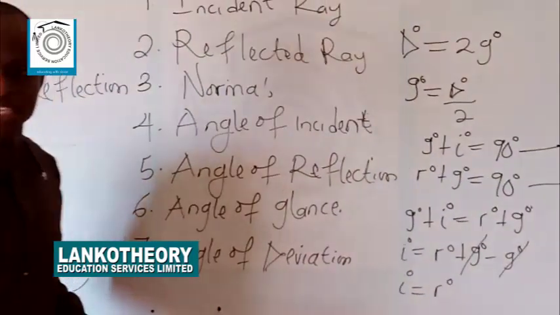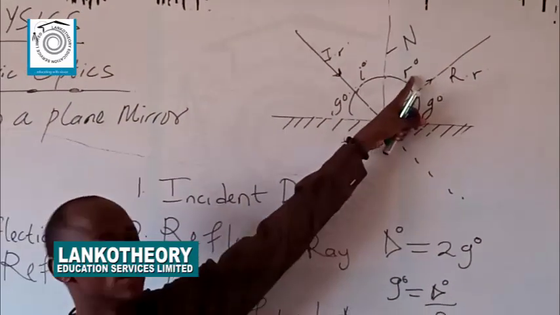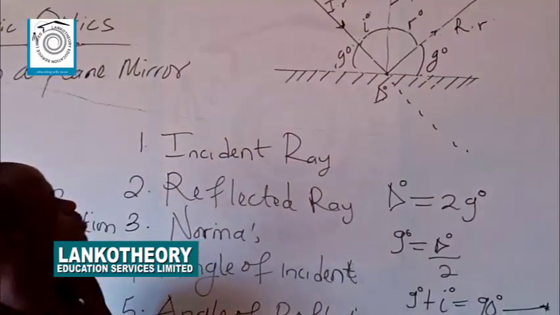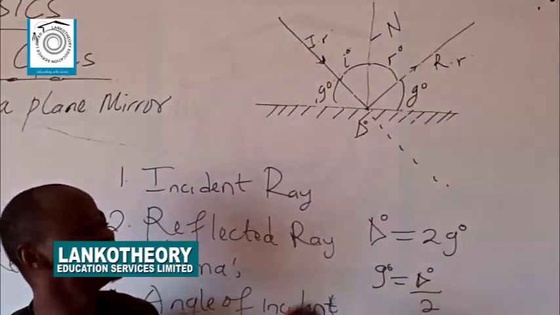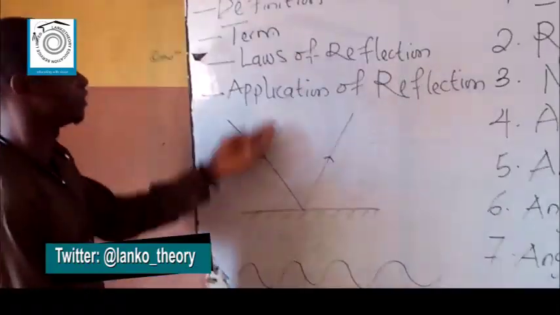So what does this show? It is showing you the second law of reflection, which states that the angle of incidence is equal to the angle of reflection. That is, the angle between the incident ray and the normal is the same thing as the angle between the reflected ray and the normal. That is the laws of reflection. Then we have applications of reflection.